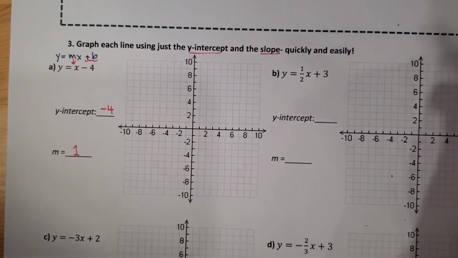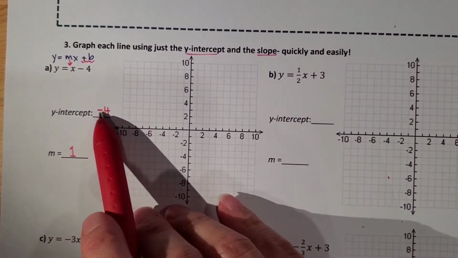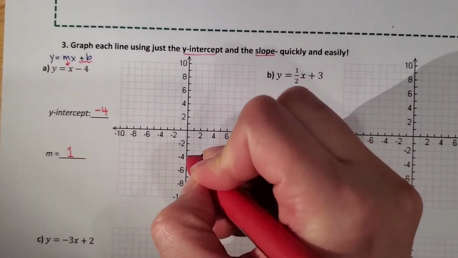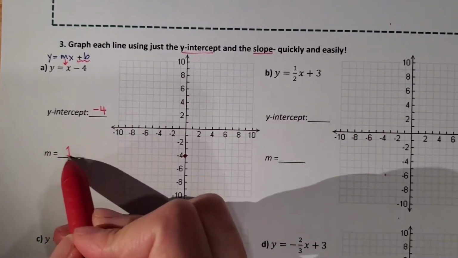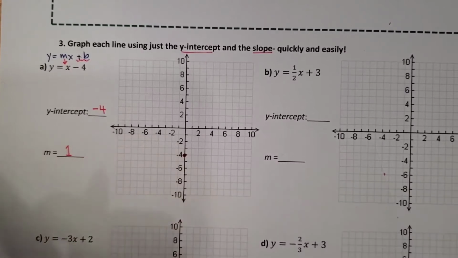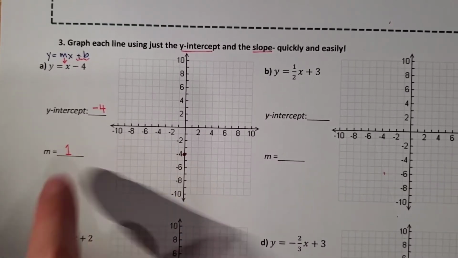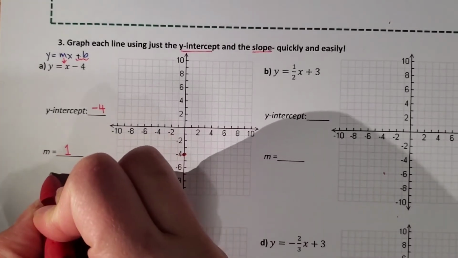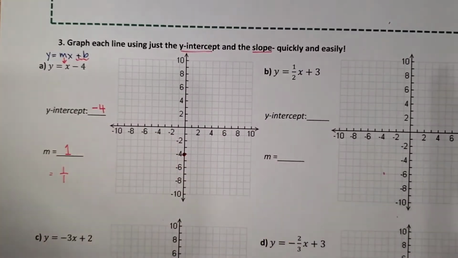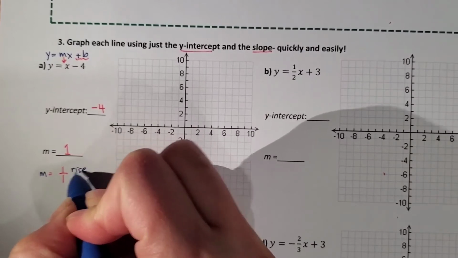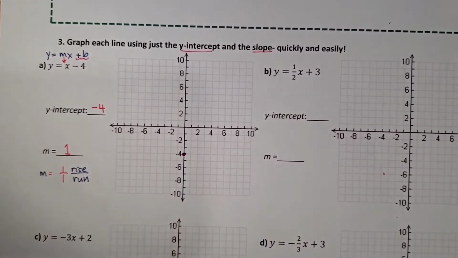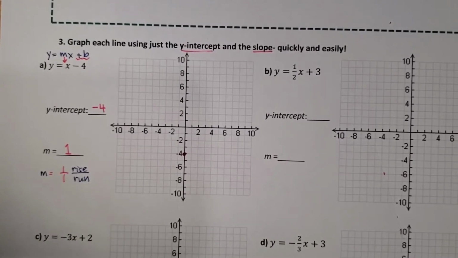All of this, watch this. You know that it's going to intercept the y-axis at -4. You know there's a dot there, right? And then we know that the slope is 1. If I asked you to write what the number 1 would be as a fraction, you would write it as 1/1. And if we know that that's the slope, we know that the top is the rise and the run is at the bottom.